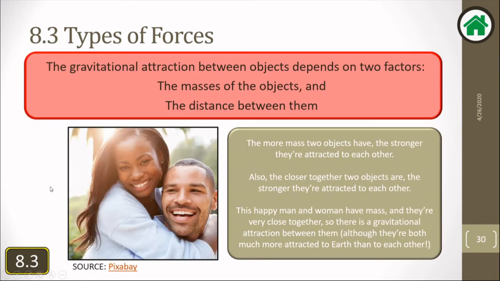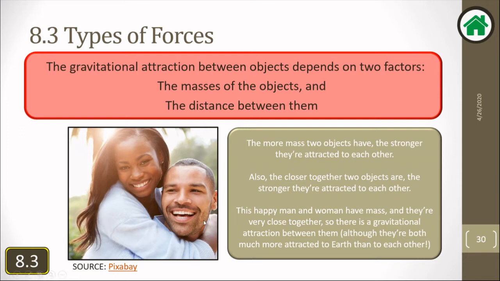All objects that have mass experience a gravitational attraction between them. But the amount of attraction depends on two factors. First of all, the masses of the objects, and also how far apart the objects are. The more massive the objects are, the stronger the gravitational attraction will be between them, and the closer together they are, the stronger they're attracted.